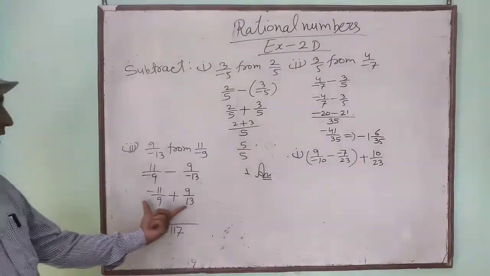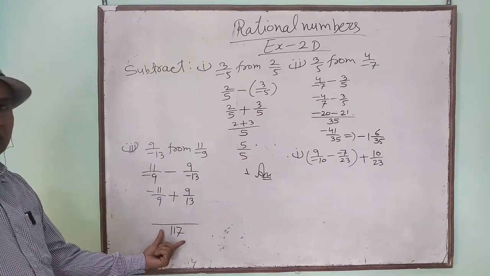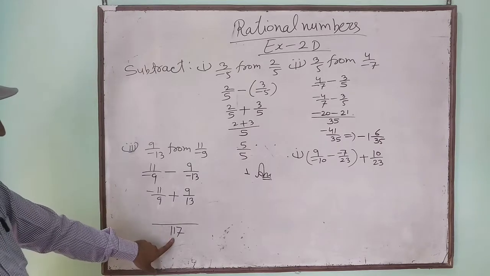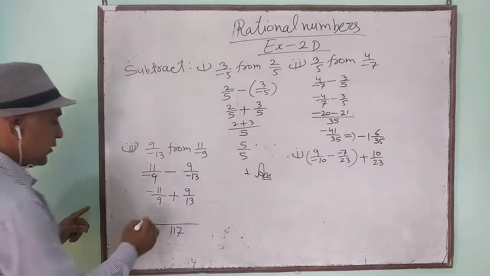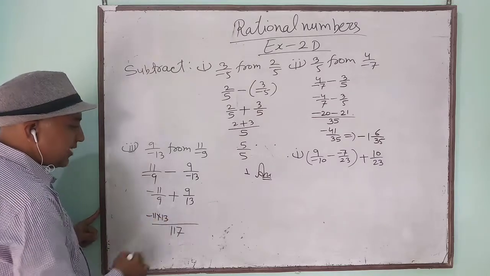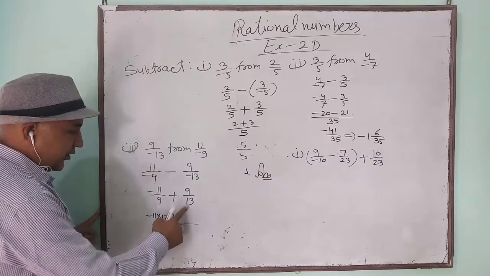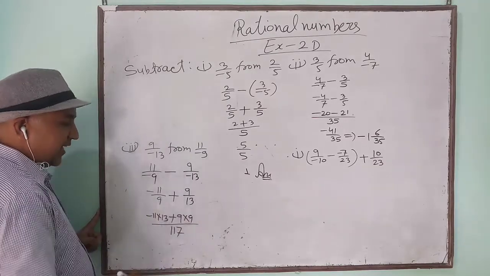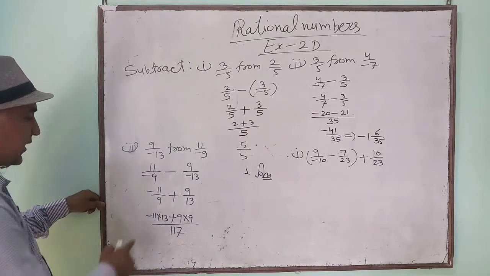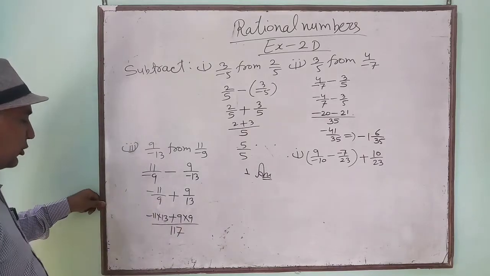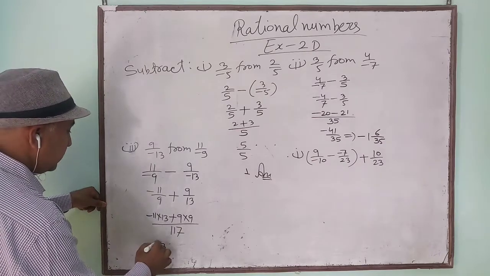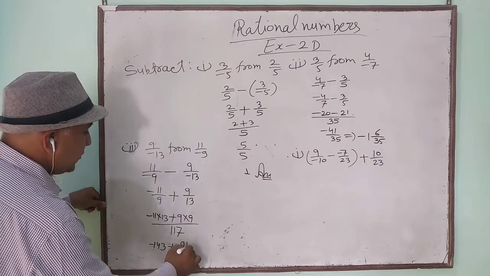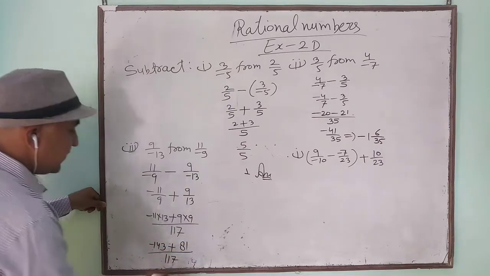117. When you take the LCM of 13 and 9, it will come 117. Now, LCM is divided by denominator. 9 dividing 117, it will come 13. Then, minus 11 will be multiplied by 13, plus 13 dividing 117, it will come 9. So that 9 will be multiplied by numerator. Now solve it. Minus 11 into 13, it will be minus 143 plus 9 into 9 is 81 upon 117.